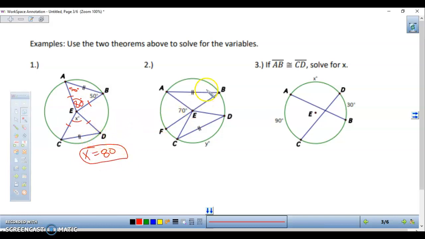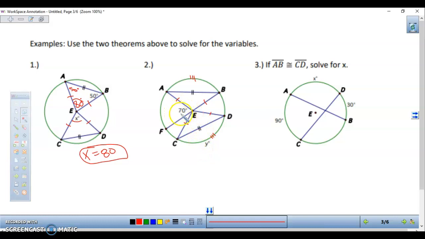All right, in this next example, I also have congruent chords again, but quickly I'm going to mark that I have my radii congruent. Now, this time I want to find y. Now, y is this arc measure. Remember what we defined an arc measure to be, and that's equal to the central angle measure. So if I could find this central angle measure, I would know the arc measure. Or, if I have congruent chords, that means I have congruent arcs, which means if I know arc AB, that would have to be the same as arc CD.